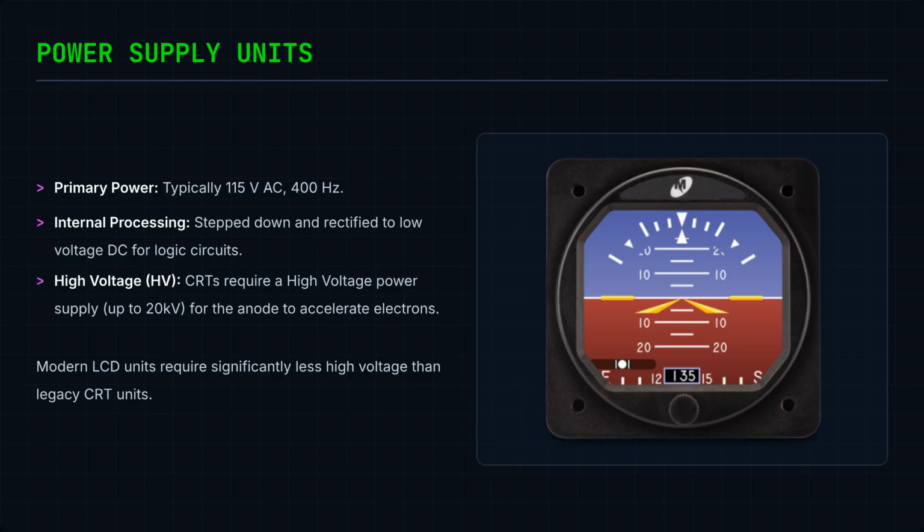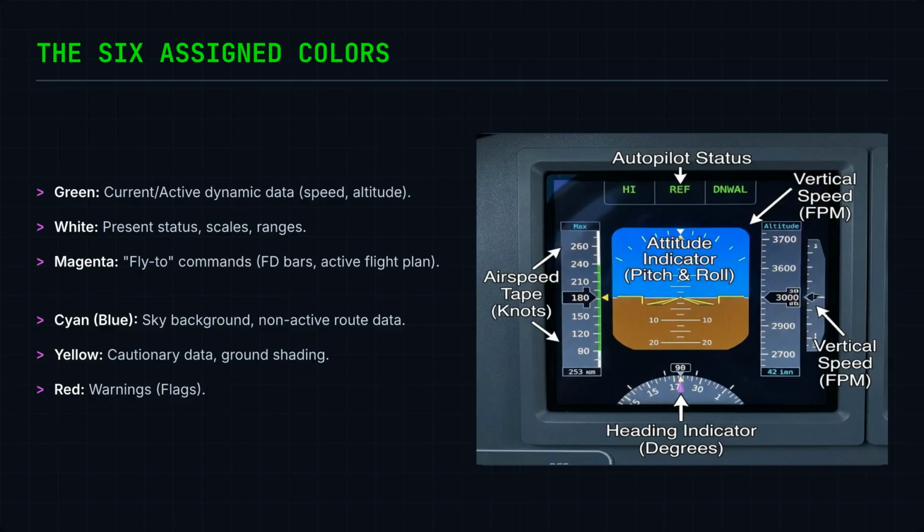Power supply units typically use 115 VAC, 400 Hz primary power. While modern LCDs require less power, older CRT units needed a high voltage supply, up to 20 kilovolts, to accelerate electrons. EFIS displays use 6 assigned colors to convey information quickly. For example, green shows active data, magenta indicates, quote, fly to commands, and red signifies warnings.